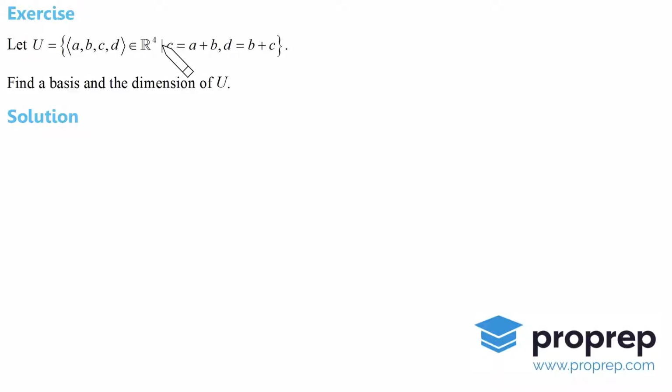We start out with a vector space R4, and we let U be the subset of R4, all those A, B, C, D, such that these two conditions are satisfied, that C is the sum of A and B, and D is the sum of B and C. And we want to find a basis for this subspace.